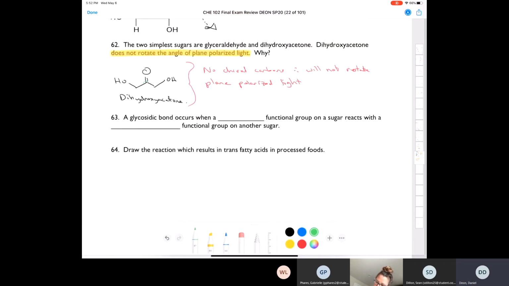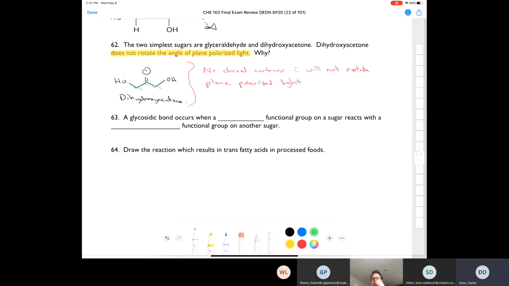Why is that? Well, this carbon here only has 3 total groups attached to it, so that can't be a chiral center. And both of these are CH2s. And I told you before that when you have a CH2, that cannot be a chiral center by definition because the carbon has 2 hydrogens attached to it.